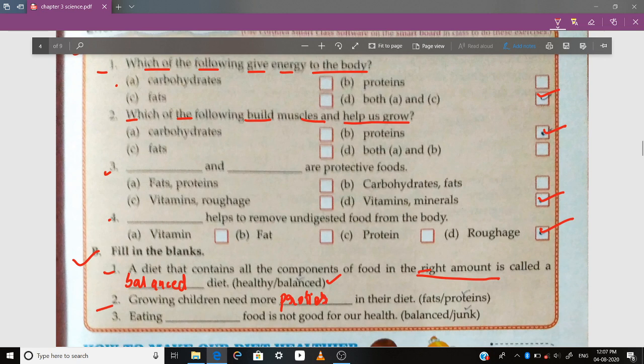Proteins. Next, eating dash food is not good. Eating balanced food or junk food? So of course junk food is the right answer, because eating junk food is not good for our health.